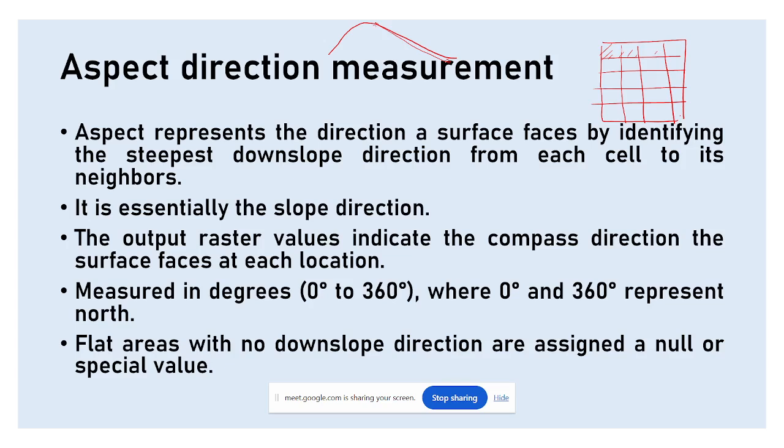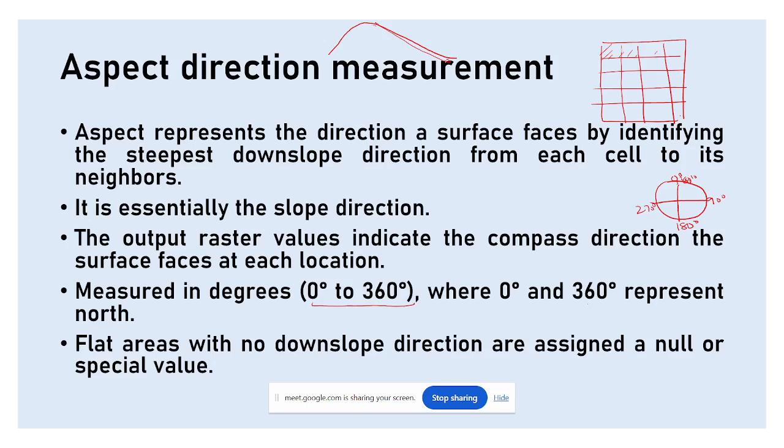The output raster values indicate the compass direction the surface faces at each location. This aspect direction will always be measured in 0 to 360 degrees, where 0 and 360 will represent north. For example, if you consider a compass like this, this will be 0 degrees and this will also be 360 degrees. If you divide it like this, this is 0 degrees, this is 360, this is 90, this is 180, this is 270. So it varies from 0 to 360 degrees.